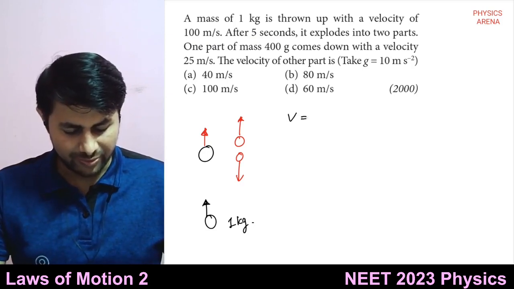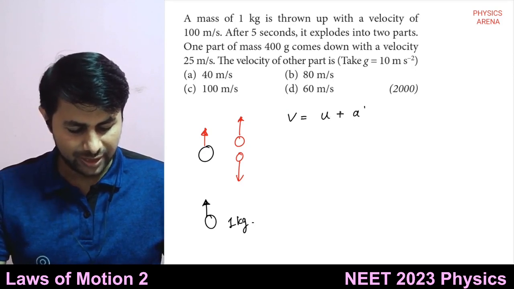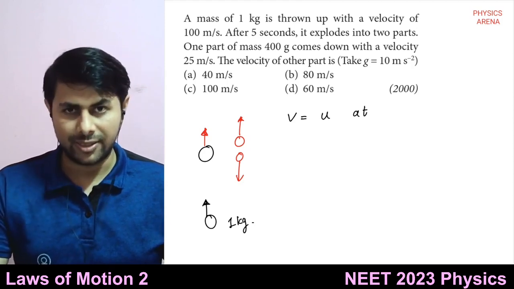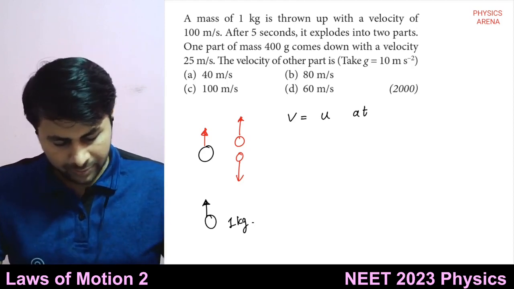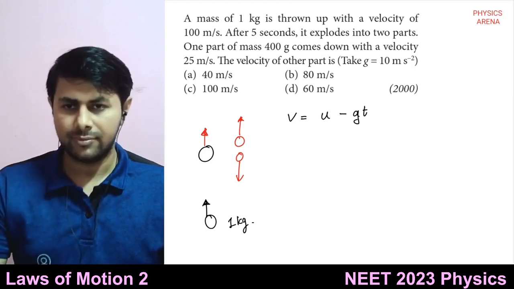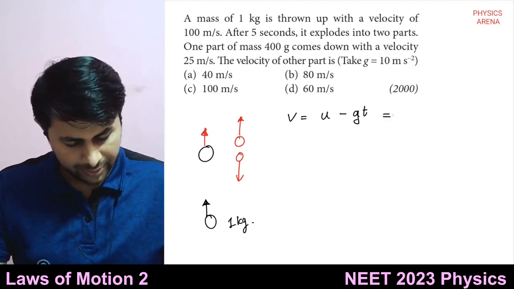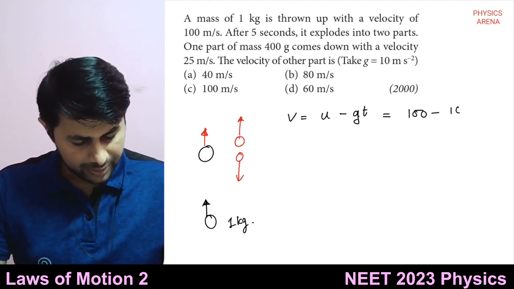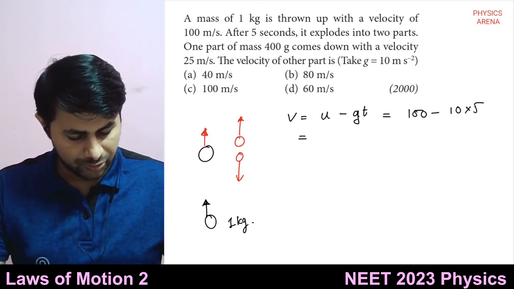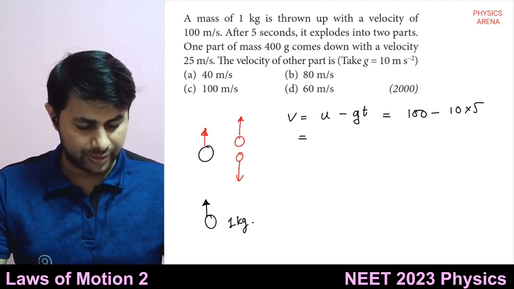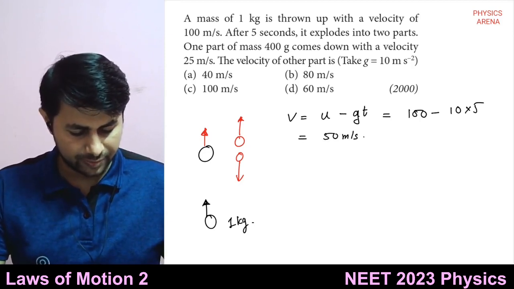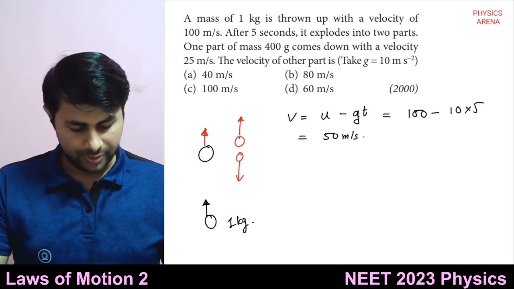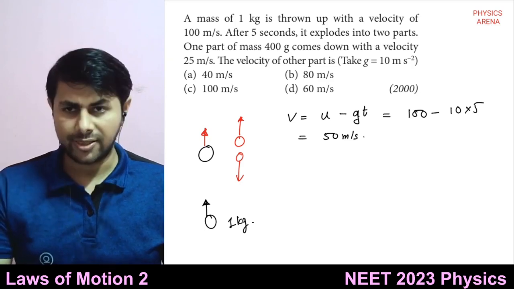We can use v equals u plus at. It will be u minus gt because acceleration is minus g. It is moving up, acceleration is down. So it is 100 minus 10 times 5. It is moving up with 100 minus 50, 50 meters per second. So net momentum now, how much is total momentum? Its mass is 1 kg.